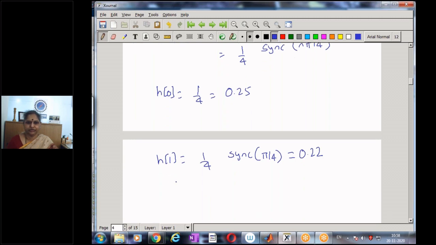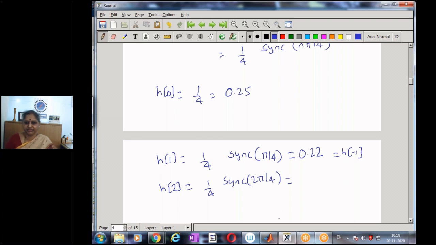Next, I compute h of minus 1, and we will also recognize that this is the same as h of 1, because the sinc function is an even function, and hence h of minus 1 is also 0.22. Now let me compute h of 2. So this becomes 1 by 4 sinc 2 pi by 4.